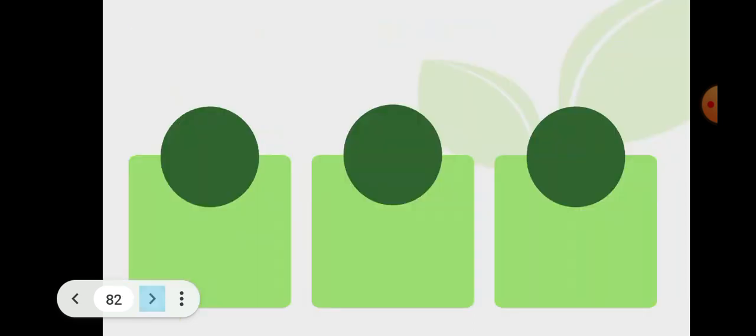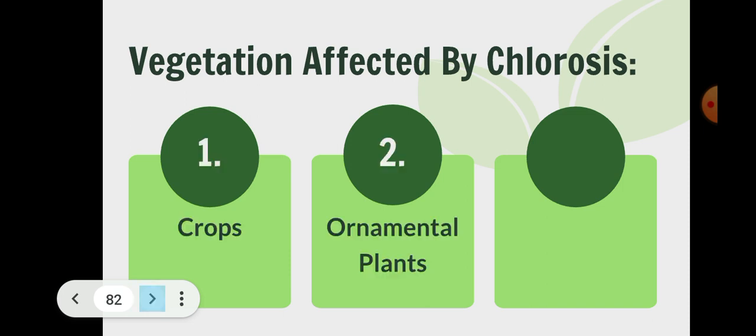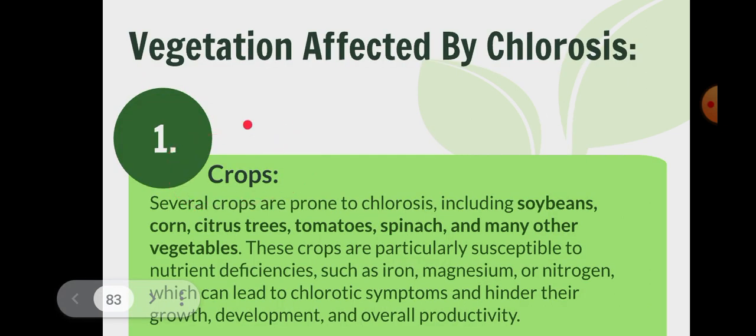Now I'll be talking about the kinds of vegetation which are affected by chlorosis. The first one being crops, second ornamental plants, and third being trees. First I will be talking about crops. Several crops are prone to chlorosis, which include soybeans, corn, citrus trees, tomatoes, spinach, and many other vegetables.